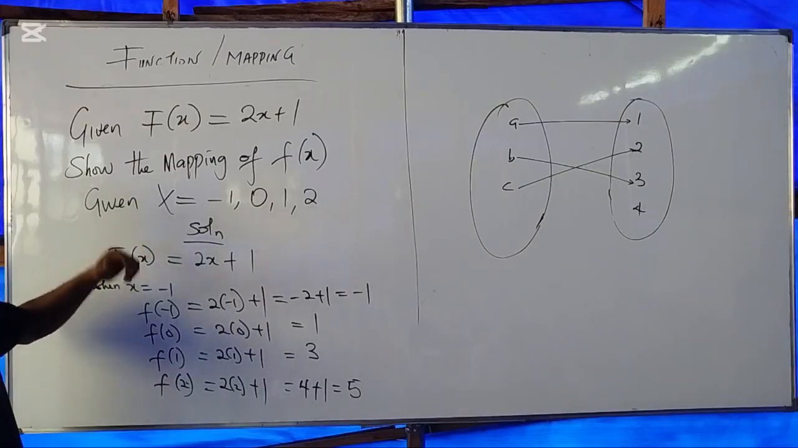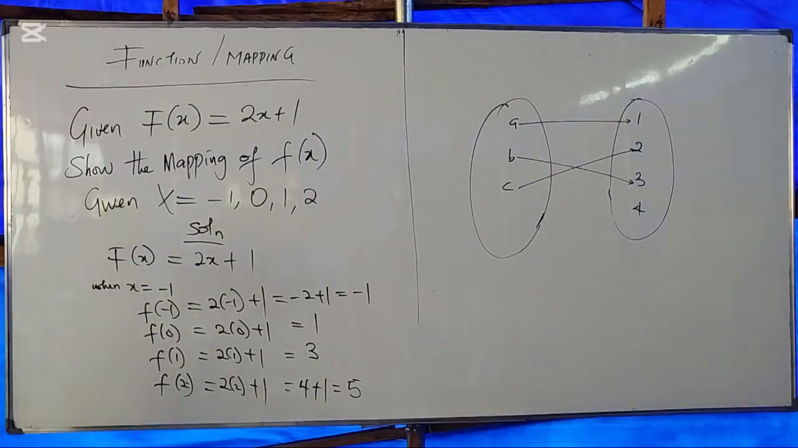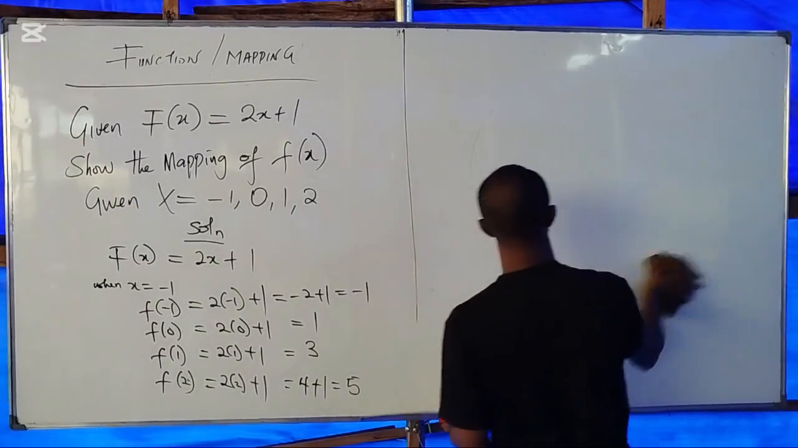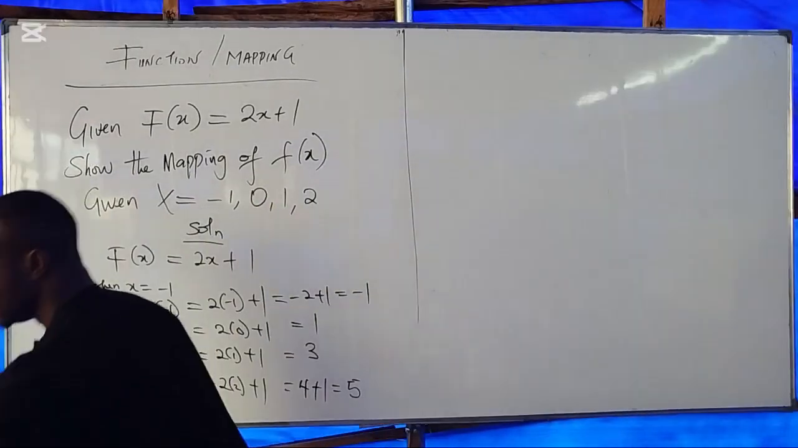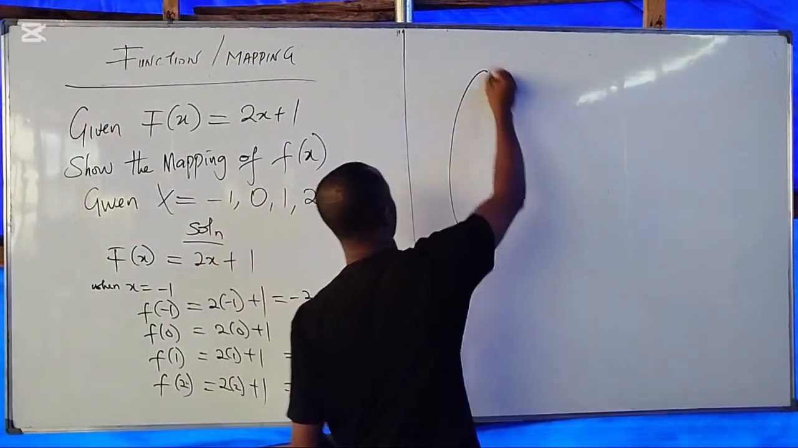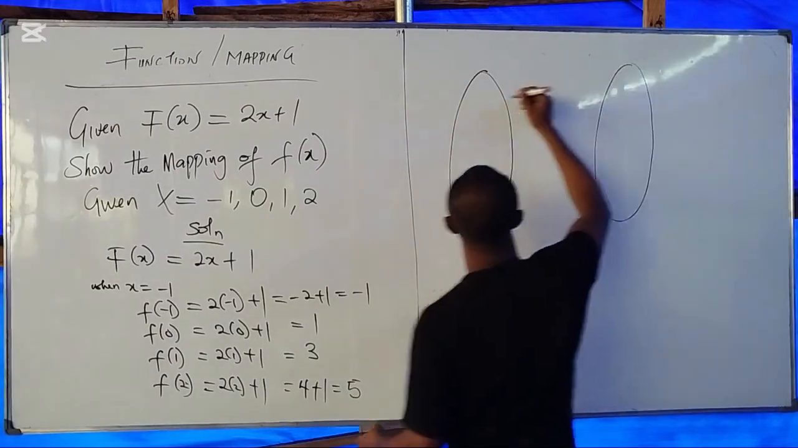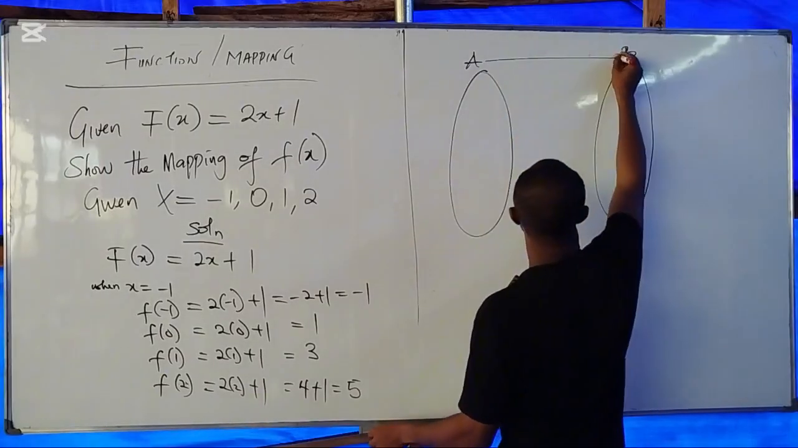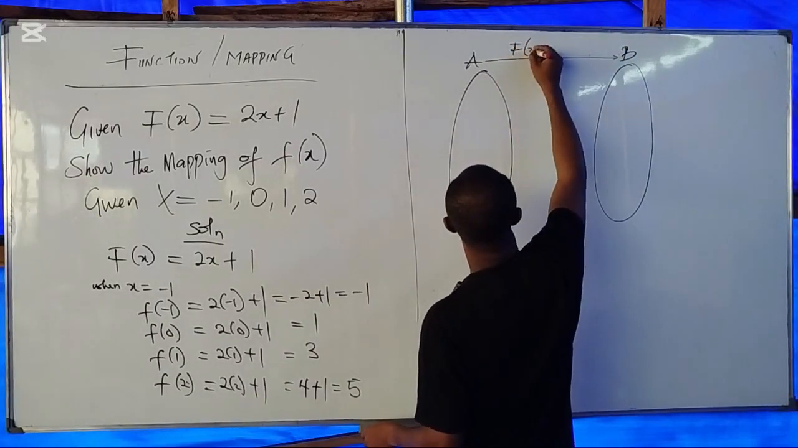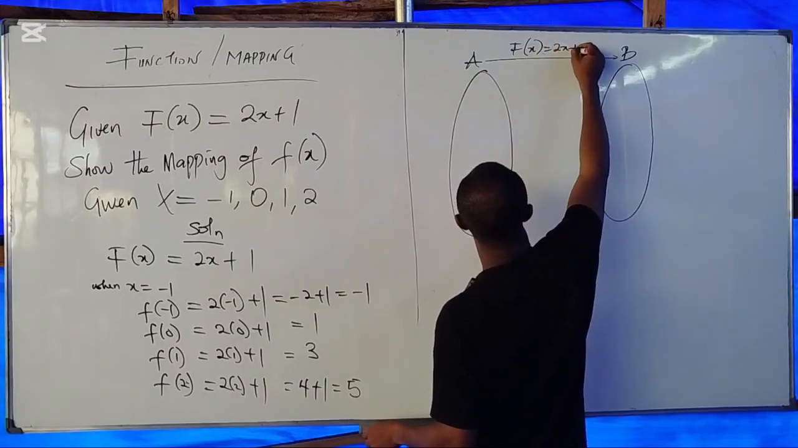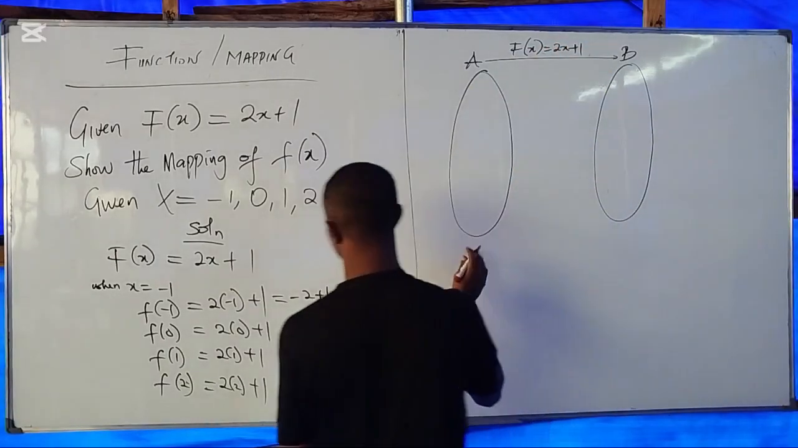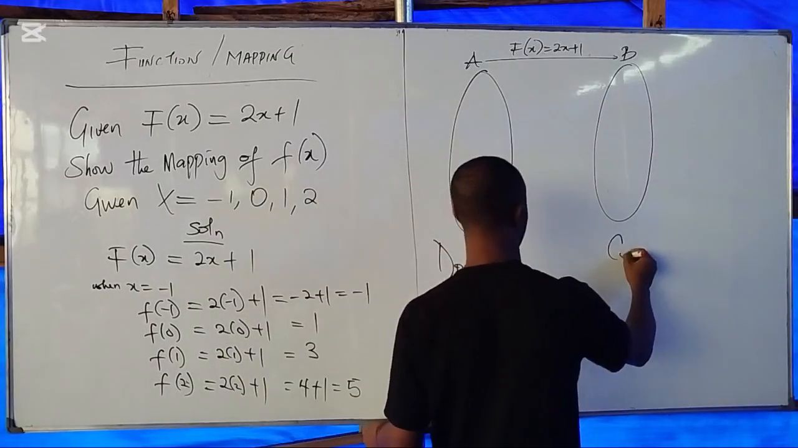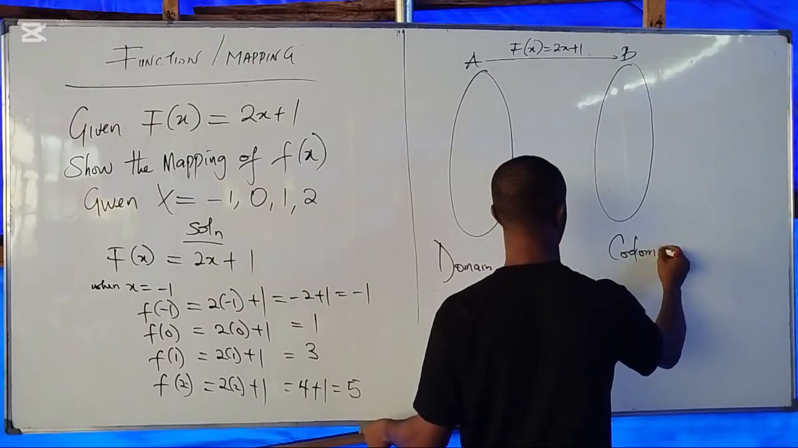Now, we have been able to generate the codomain of this function. So the diagram for this equation is simply this diagram. Let's call here our A, and here our B. A is assigned to B by the function f of x equals 2x plus 1. So the values of our x, this is our domain. This is our codomain.